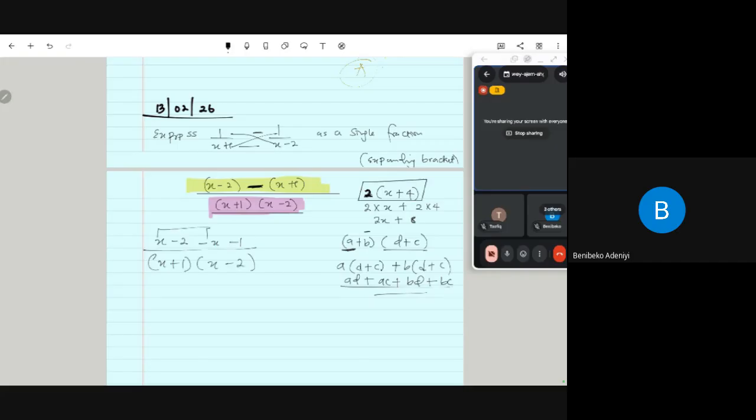Now collect like terms here, the ones that look alike, I'll bring them together. Birds of a feather flock together.